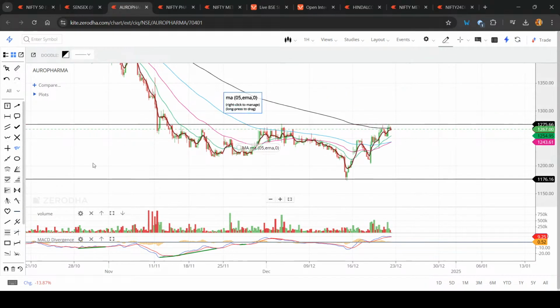Mark the level of 1275, right. Look here, again the same thing, so many touch points: first touch point, second touch point, third touch point, fourth touch point, fifth touch point. So it will be, I think, good in the coming future. Just a close above 1275 hourly.